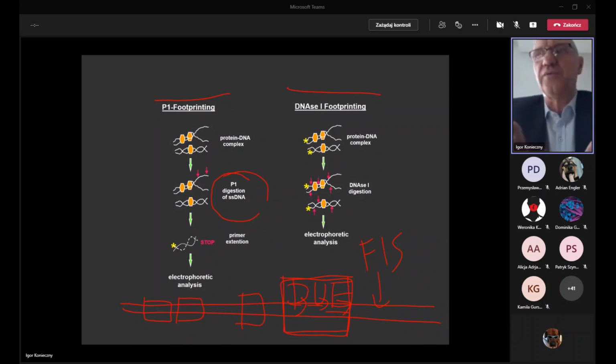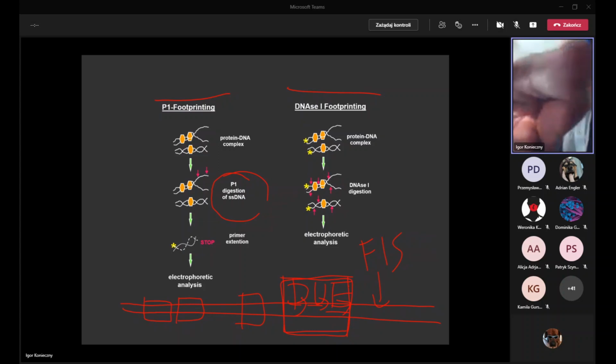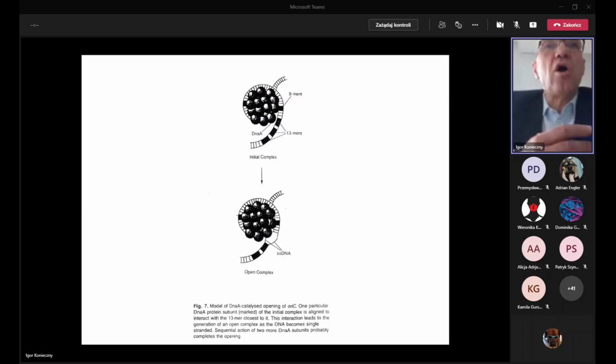Let's continue. Okay. So based on those data about the P1 footprinting, DNase 1 footprinting and gel retardation, a model of replication initiation protein interaction with the replication origin was proposed. You see, this is from the Arthur Kornberg laboratory.